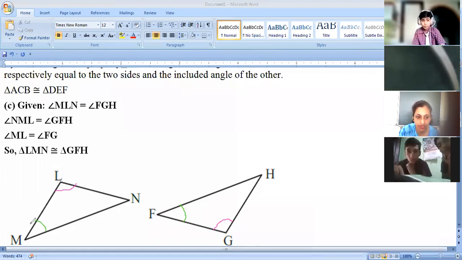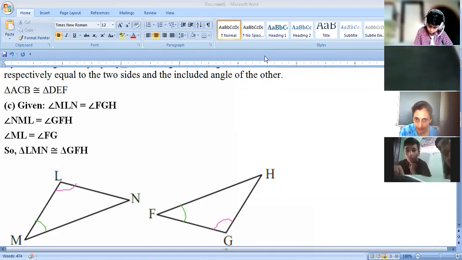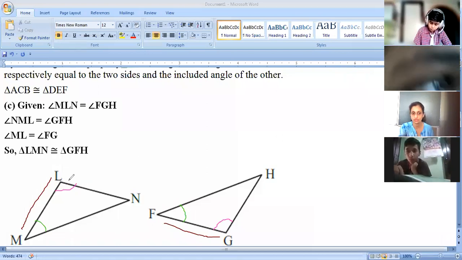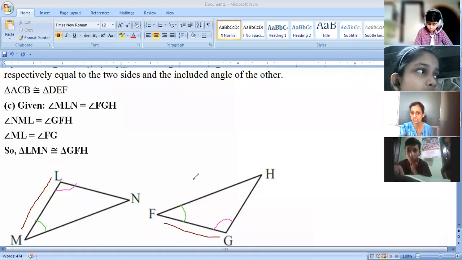So here, triangle LMN is congruent to triangle GFH. And ma'am, the ASA congruence criteria is used. Angle, side, angle. Very good. Because this angle, then side, and this angle is working. So ASA, that is angle side angle criteria, is working here.